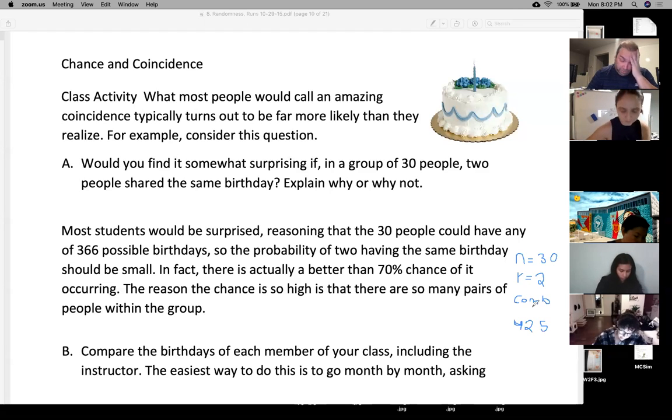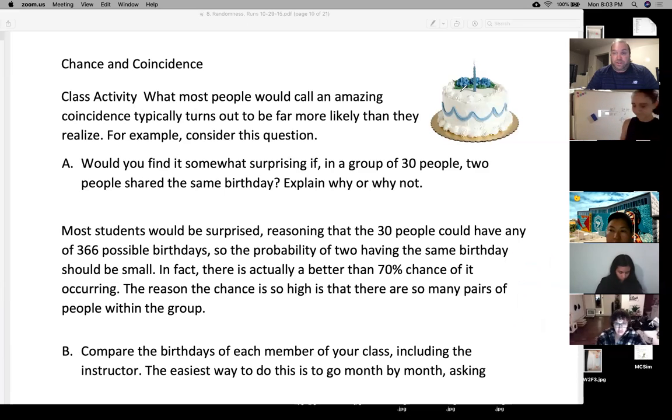What's 29 times 15? 435. Oh, I was right the first time. I don't know why I second guessed myself. So there are 435 pairs of people and 366 possible birthdays, which means it's very likely that 2 of the people have the same birthday. And in fact, it says compare the birthdays of each member of your class, including the instructor.